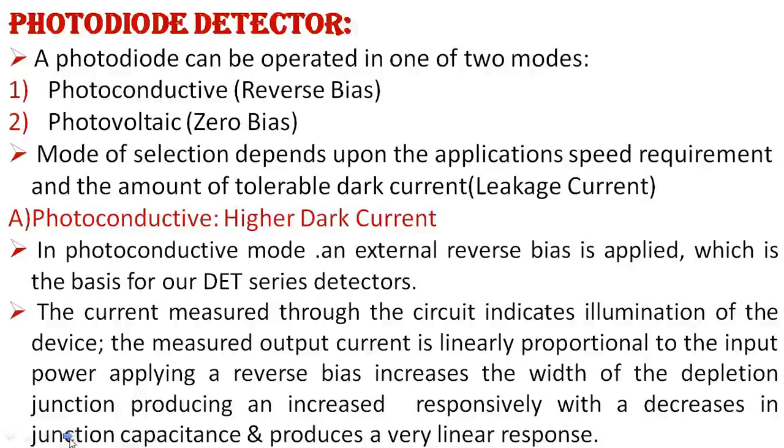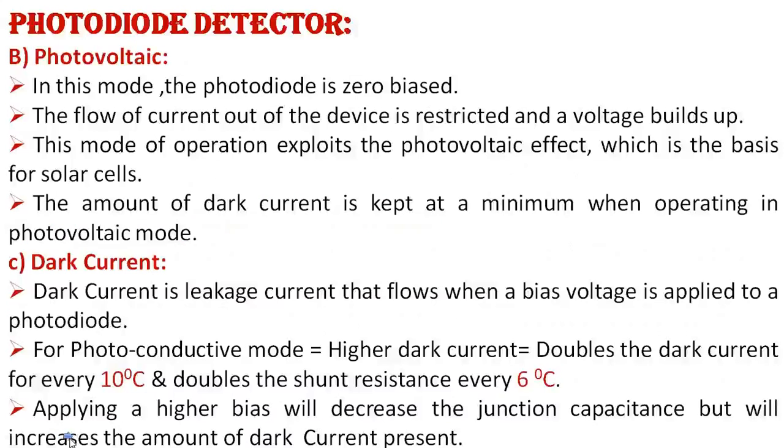In photoconductive mode, an external reverse bias is applied, which is the basis for our DET series detector. The current measured through the circuit indicates illuminance of the device. The measured output current is linearly proportional to the input power. Applying a reverse bias increases the width of the depletion junction, producing an increased responsivity with a decrease in junction capacitance, and produces a very linear response.